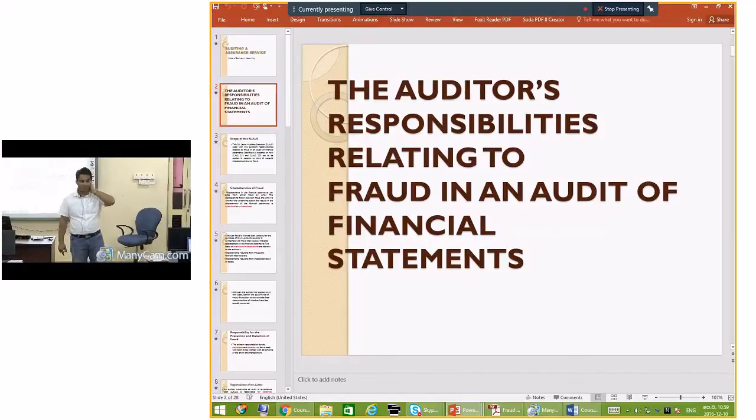Therefore, frauds committed by the management are very difficult to detect. If it is a low-level employee, it may be easily detectable. High-level or management-level frauds are very difficult to detect. Why? They are educated. They know how to conceal it. They have power in the organization. They will override controls. Then it's very difficult to detect.